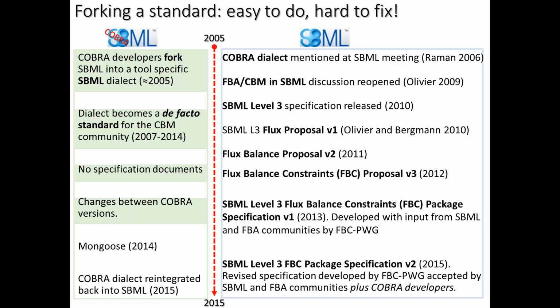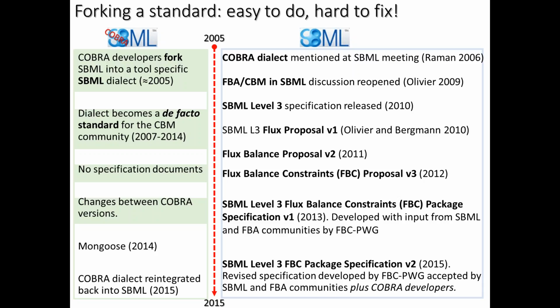But then Cobra develops, and as the de facto tool, it becomes the standard for usage in the constraint-based modeling community, and therefore this dialect becomes the standard way of encoding a model. That I know of, there was never really a specification document that said this is exactly how we use it or what it is. It was just simply what worked with Cobra or what didn't. And this, of course, could change between different versions.